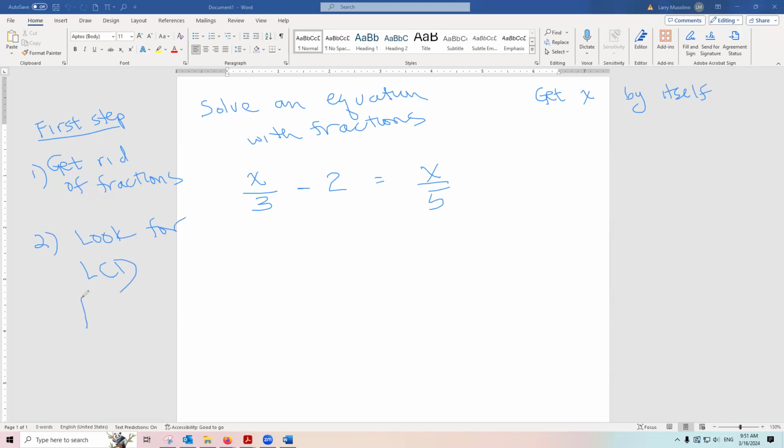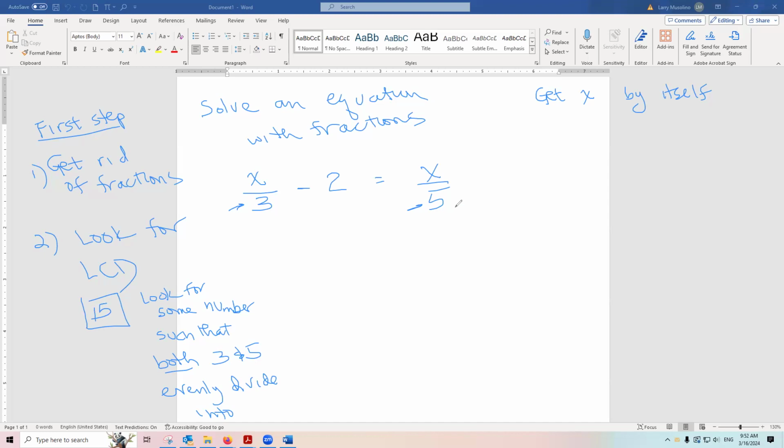Let's do that. I'm going to look at these denominators. I'm noticing a 3 and a 5 as the denominators I have. So I'm looking for some number such that both 3 and 5 evenly divide into this number. Well, I think I use 15. Right? Both 3 and 5 evenly divide into 15.